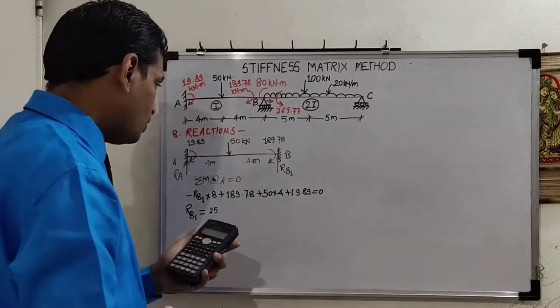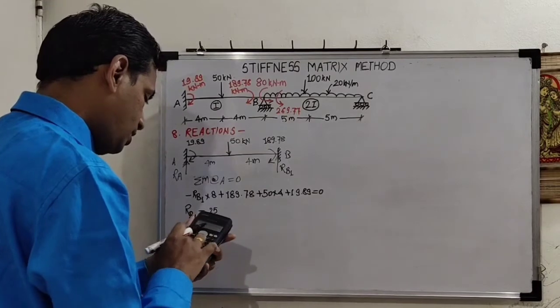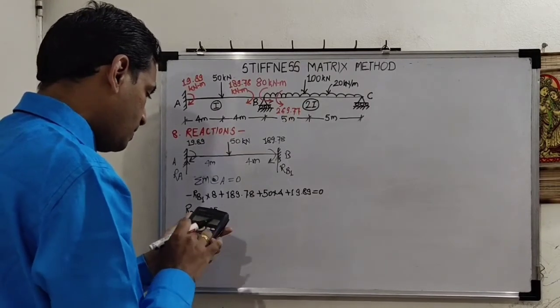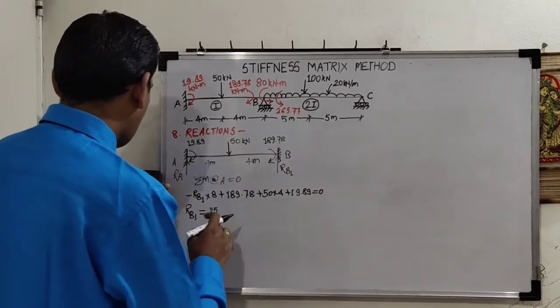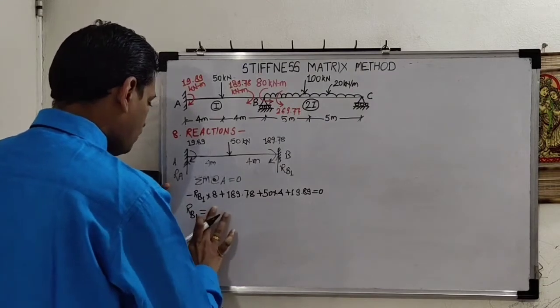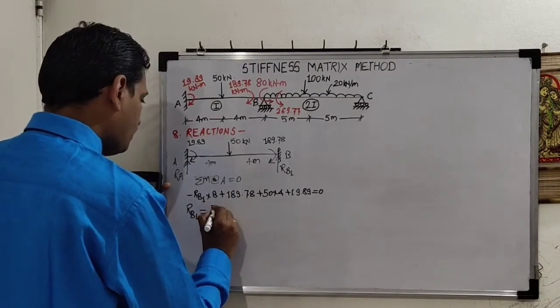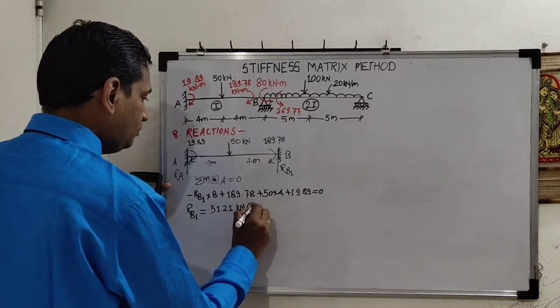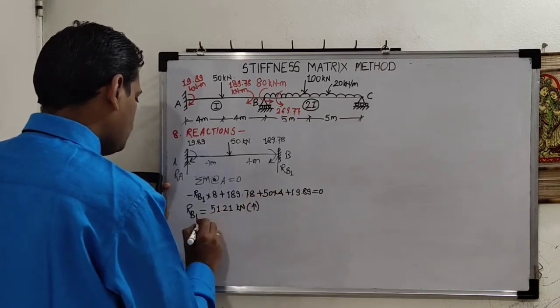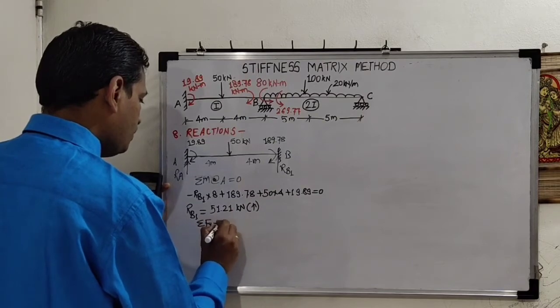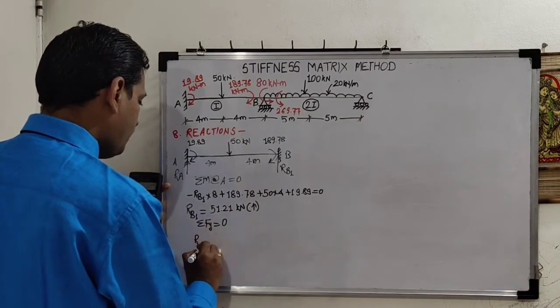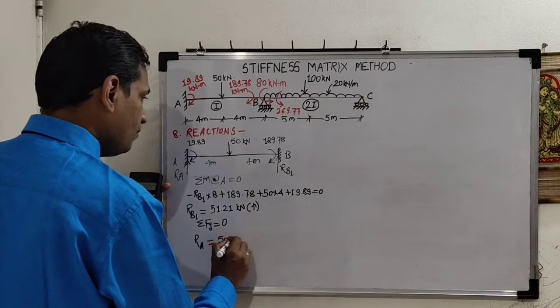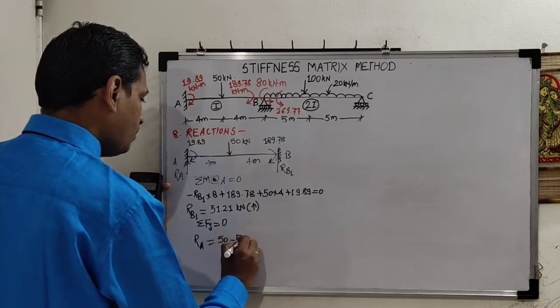There is one small mistake, plus 19.89 divided by 8. Sorry, it is 51.21 kilonewton. So summation of Fy is equal to 0. It is going to give us Ra value as 50 minus 51.21.